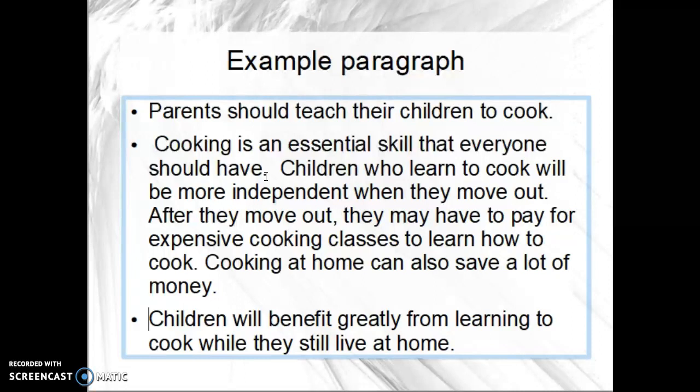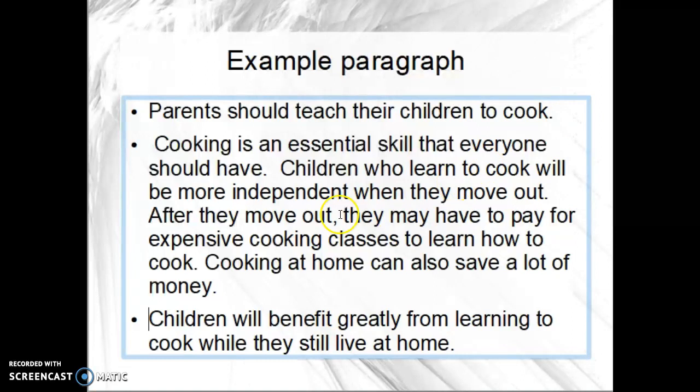So we're arguing that everyone should know how to cook. We argue that children will be benefited by being more independent. We argue that if they wait till after they move out, it may cost them more money. And we also argue another reason why it's good to learn to cook while you're still at home is that it can save a lot of money. So each of these sentences works together to prove or give evidence for this topic sentence right here.